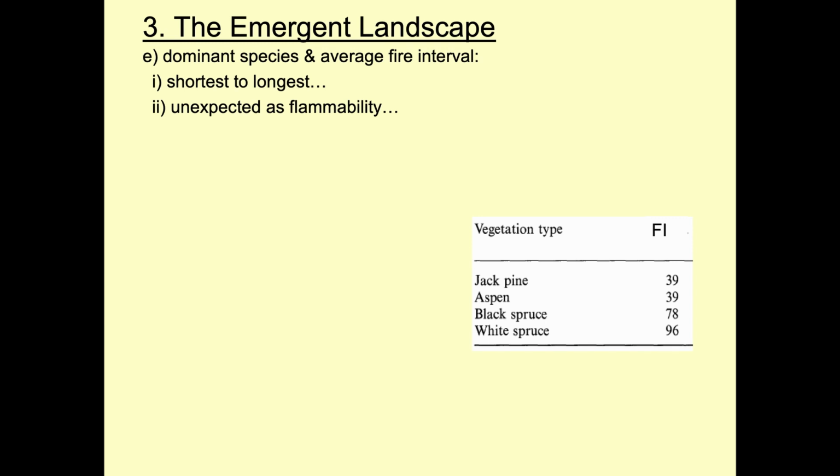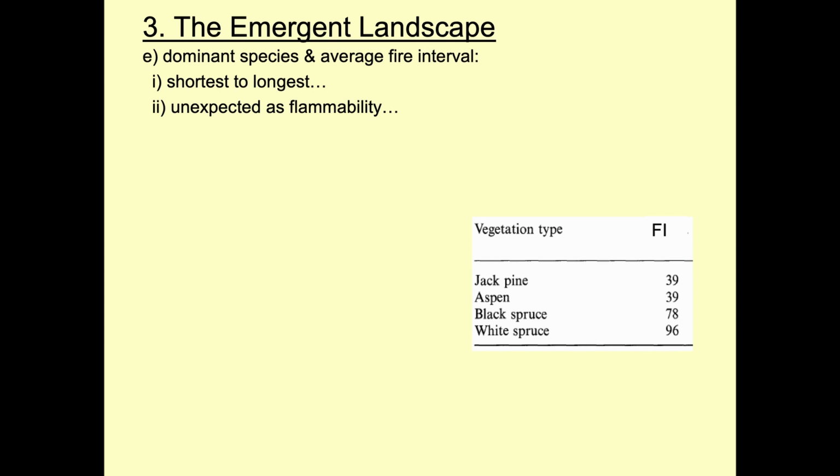Now let's look into how fire interval, this disturbance, also drives this spatial distribution. So let's look at these fire intervals of these 4 species. And we could see in this table on the bottom right, we have white spruce having the longest fire interval at 96 years. We see an intermediate interval for black spruce and the shortest fire interval for jack pine and aspen at 39 years. Now, this is unexpected in 2 ways.